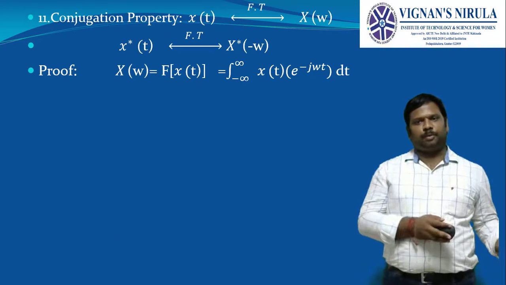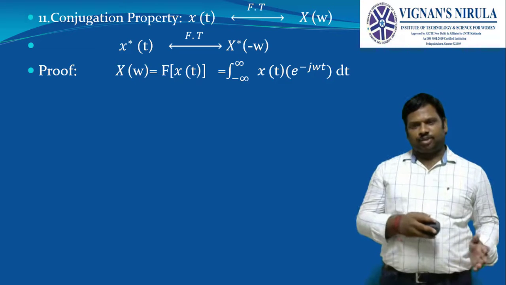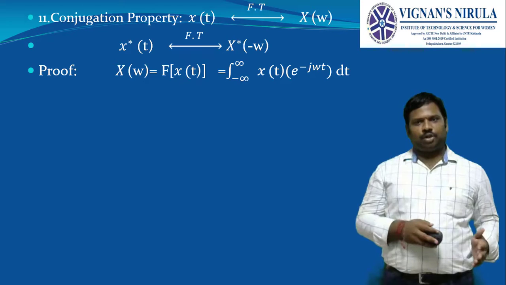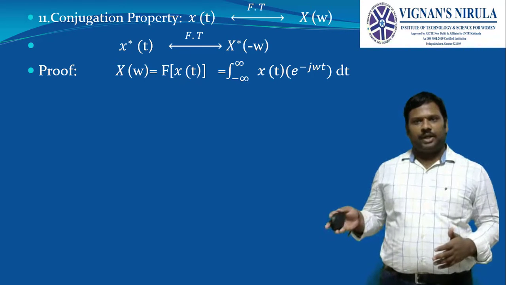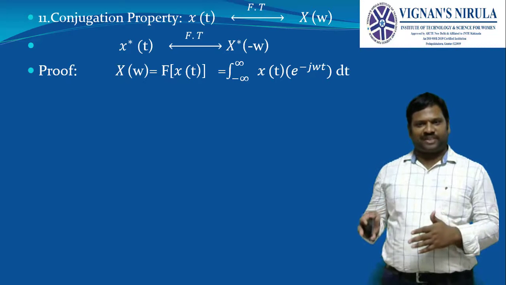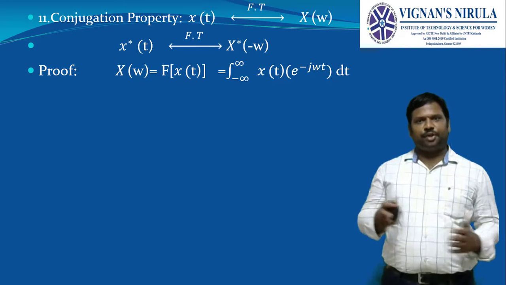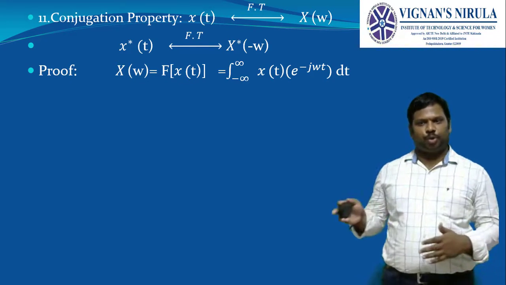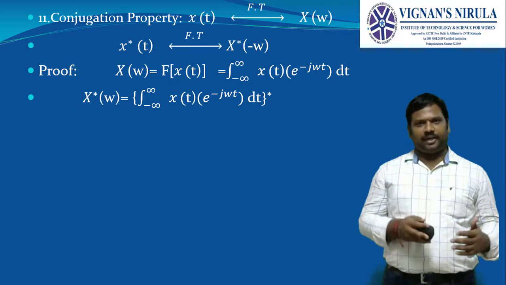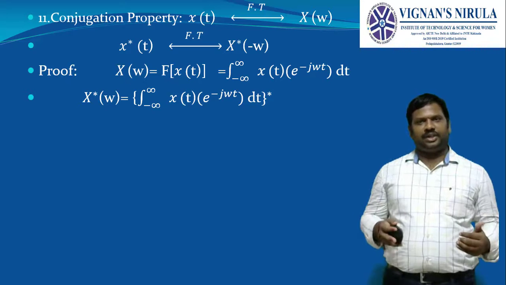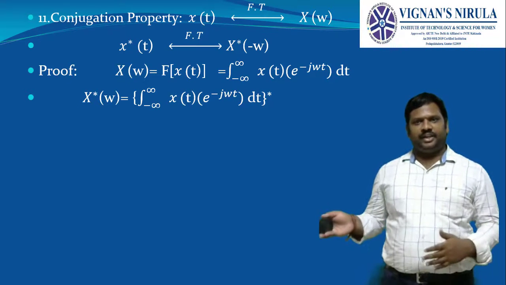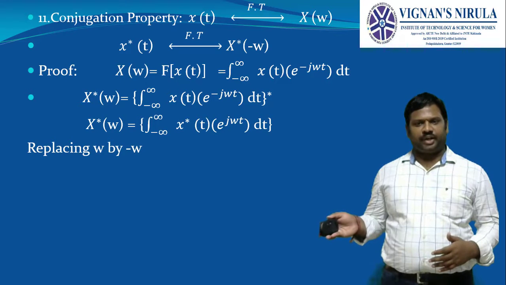Next is the conjugate property. x of t has Fourier transform X of omega, and x star of t has Fourier transform X star of minus omega. X of omega is equal to the Fourier transform of x of t, the integral from minus infinity to infinity of x of t e power minus j omega t dt. Then take the complex conjugate of that entire expression. Therefore, X star of omega is on the left side, and the integration will have the complex conjugate on the right side.